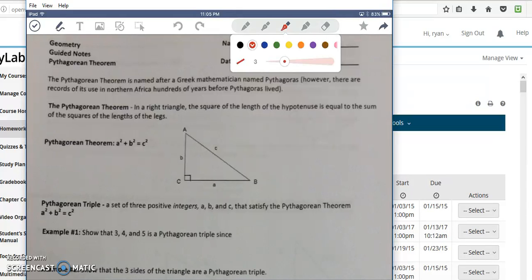This lesson is about the Pythagorean Theorem. You guys have been dealing with the Pythagorean Theorem for probably a few years now and probably know that a squared plus b squared equals c squared. So we just want to go over this again to refresh your memory on how to work those. Okay.